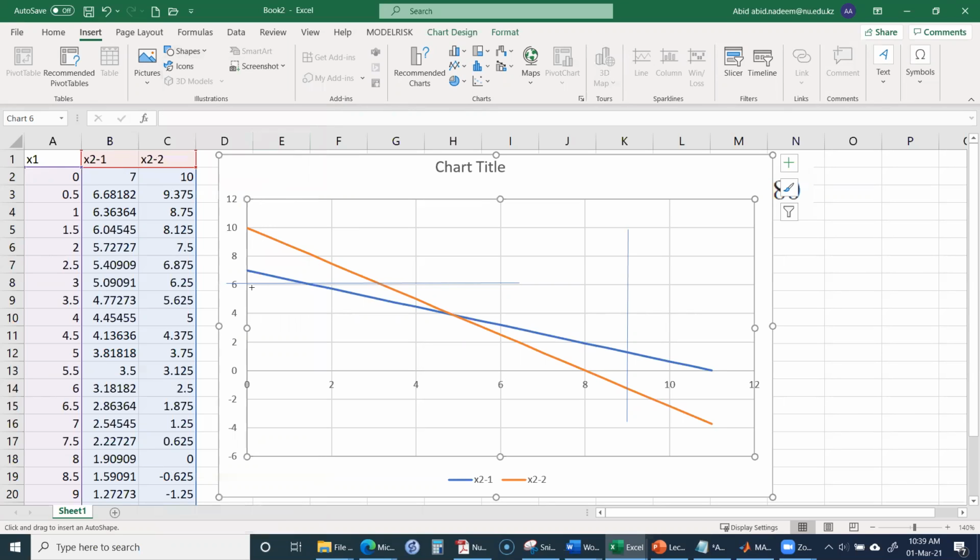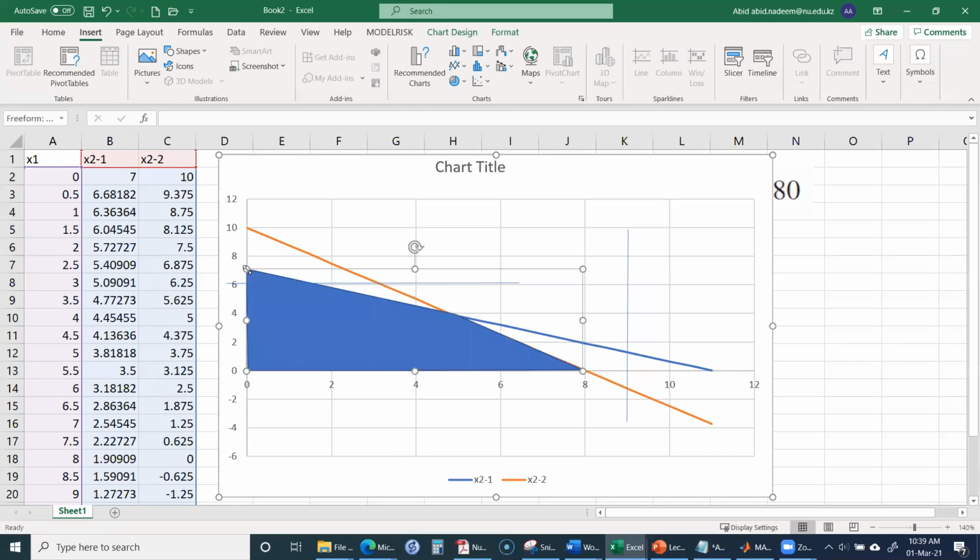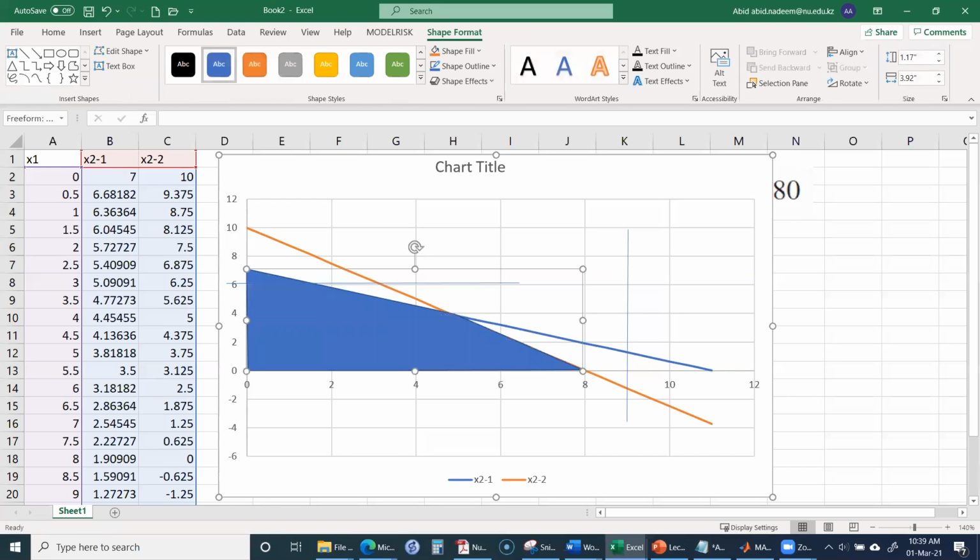Yeah, maybe a free form shape. So the feasible area will be like this, starting from this point to here, to here, and then here, and then up to here. So this will be the feasible area. Okay. So that means any solution should be within this feasible area.